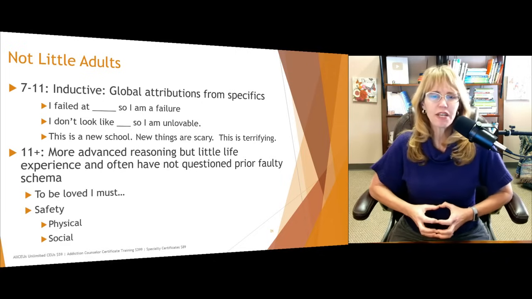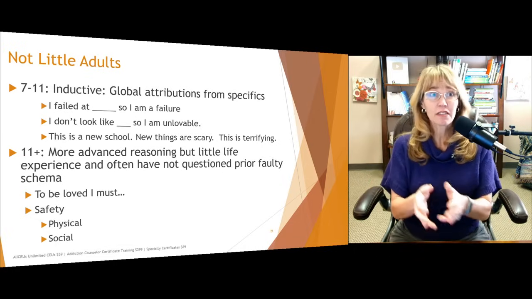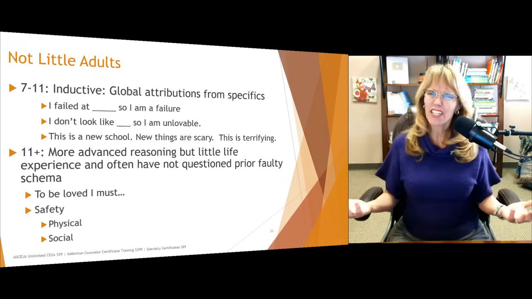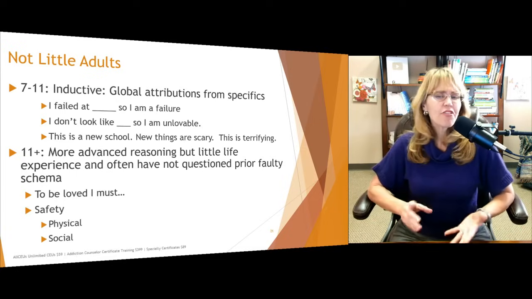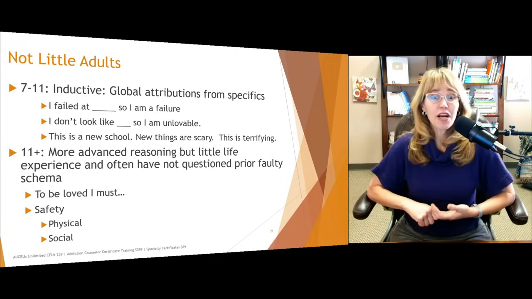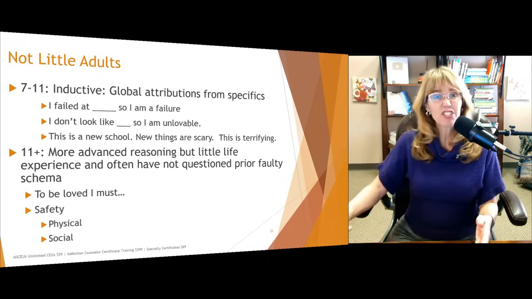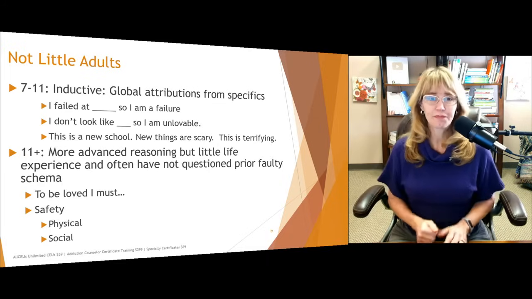and have often not questioned their prior faulty schema. So if they got chased by a dog one time and now they feel like all dogs are bad, they may never have stopped to question, is that actually accurate? Other schema they may not have questioned is what it takes to be loved. They may think, to be loved, I must fulfill all these criteria, or what it takes to help them stay safe.